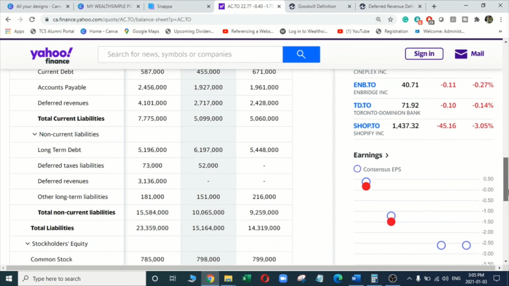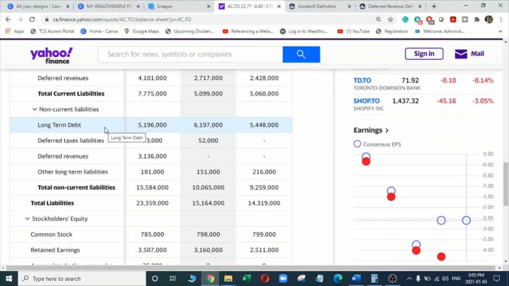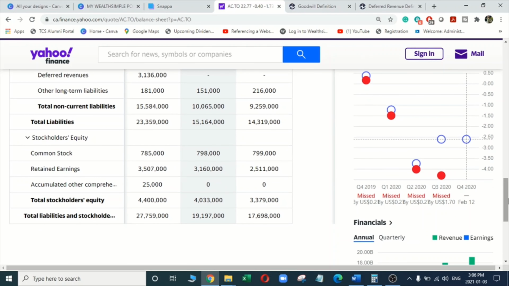One more thing to mention here is that there is also a tab of non-current liabilities, in which we have long-term debt, deferred tax liability, and deferred revenues. It's not compulsory that companies repay these liabilities within 12 months. But in the case of current liabilities, the company has to pay them within the next year. So this is the main difference between current liabilities and non-current liabilities.